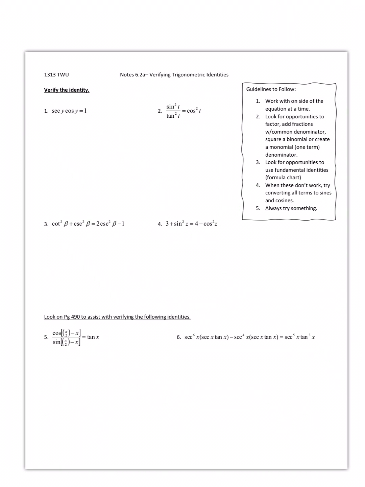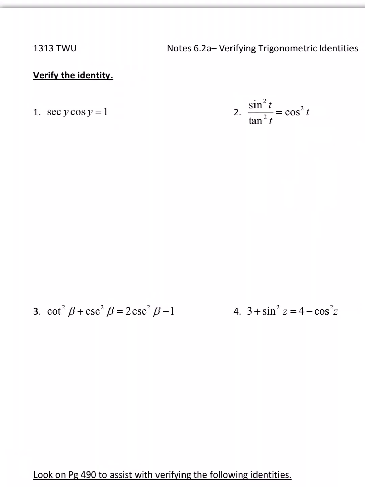Okay, you work on one side of the equation at a time. Look for opportunities like factoring, adding fractions with a common denominator, squaring a binomial, or creating a one-term denominator, if possible. Look for opportunities to use identities off your chart. When none of these work, sometimes it's best just to convert everything to sines and cosines. But whatever you do, always try something because there's lots of partial credit on these. Even if you get stuck, giving me 3 or 4 steps is better than leaving it blank, trust me. All right, so using our charts, let's think about these first ones, okay?